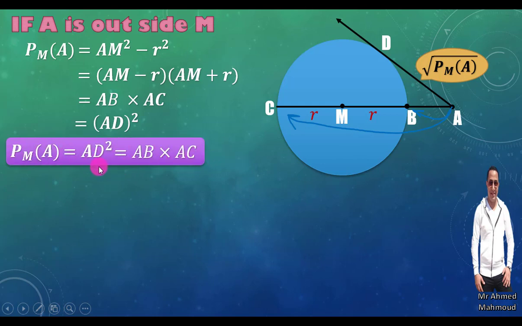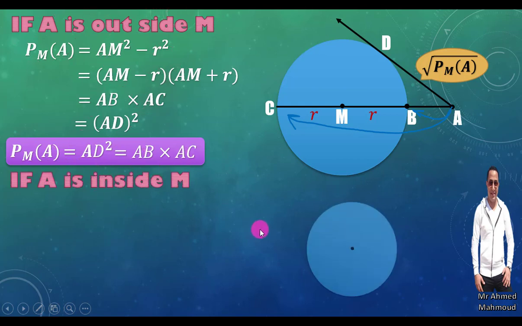This is a very important rule. I make a connection between the rule AD power of 2 equals AB times AC that I studied in lesson 5 unit 3 and this new rule, power of A. So power of A equals AD power of 2, or equals AB times AC. Okay, now what will happen if A is inside the circle?